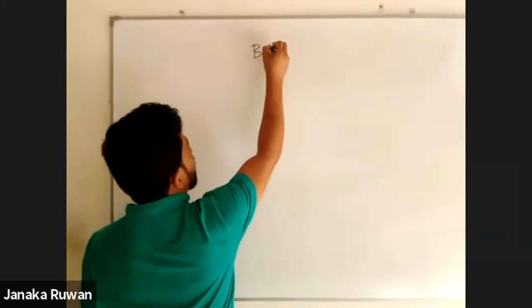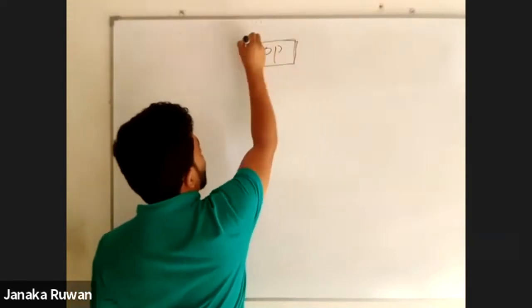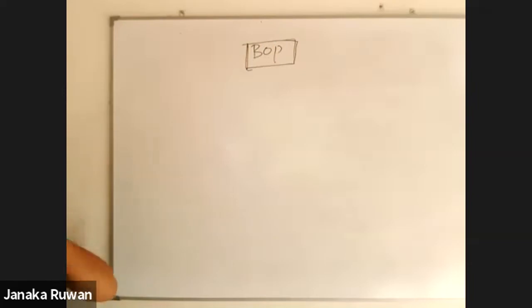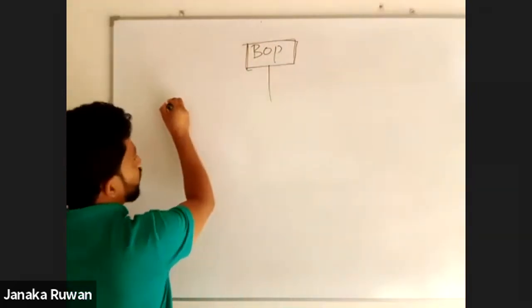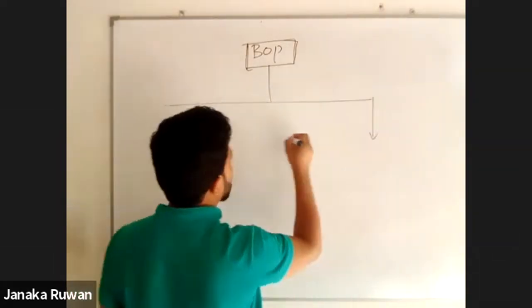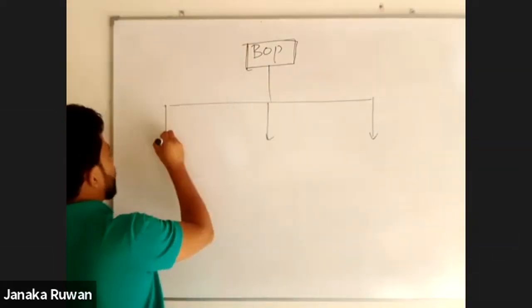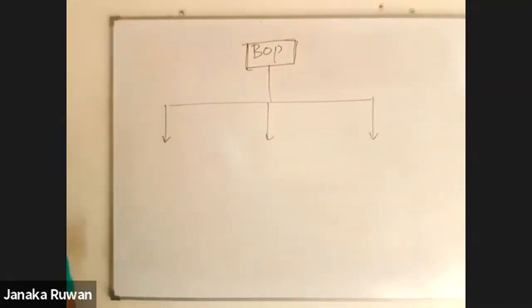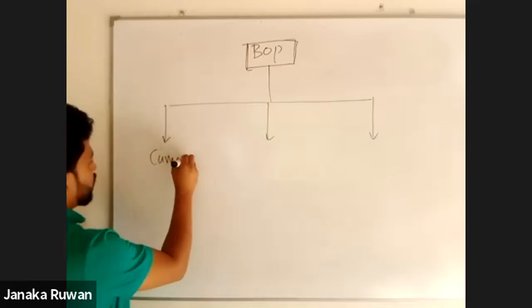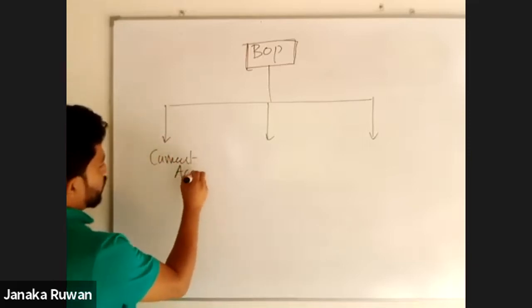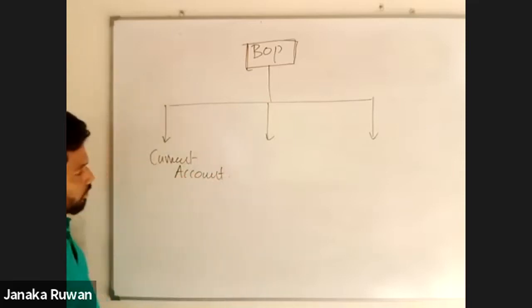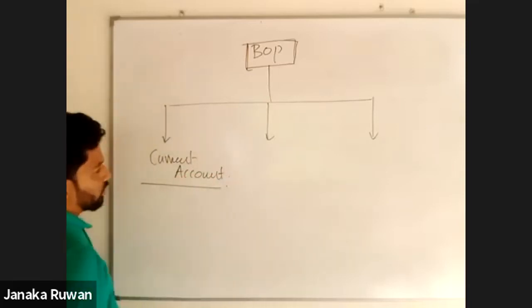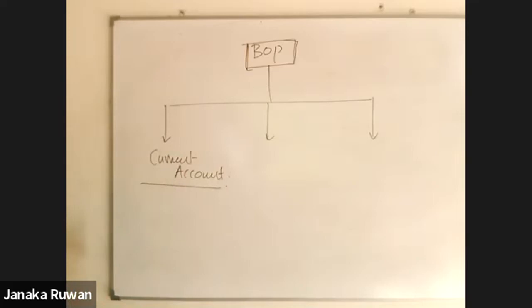The balance of payment, BOP, is what we are going to discuss. There are three main components in the balance of payment. The first one is the current account. Current transactions will be recorded in the current account.